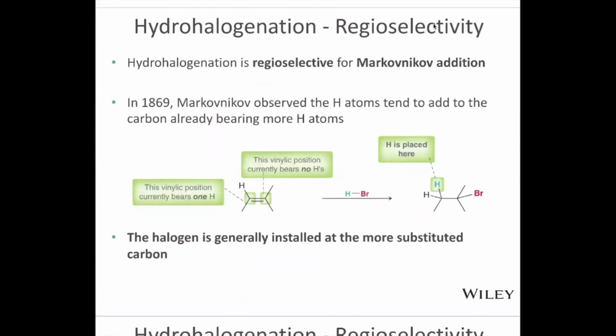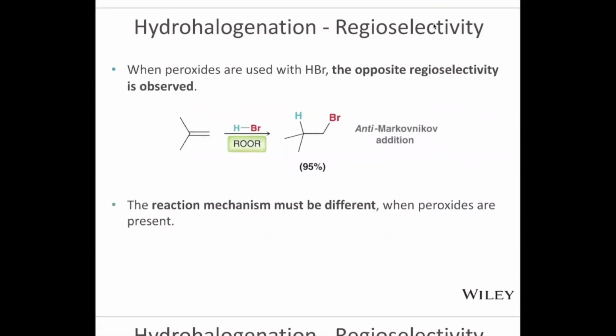Hydrohalogenation is regioselective for Markovnikov addition. In 1869, Markovnikov observed that protons tend to add to the carbon that already has the most hydrogens. And then the halogen is generally installed at the more substituted carbon. If, however, you want non-Markovnikov addition of HBr to your compound, in other words, you want the proton to go on the carbon with the most carbons and the halogen to go on the one with the most hydrogens, that would be anti-Markovnikov addition.